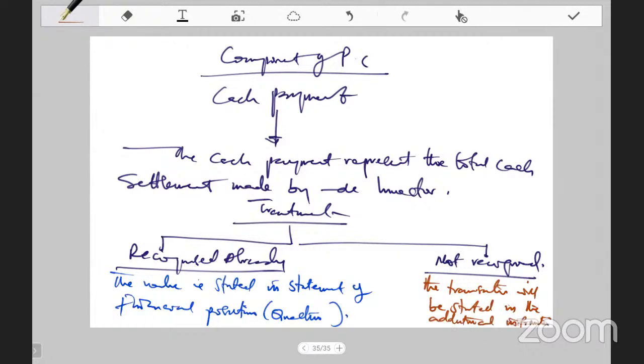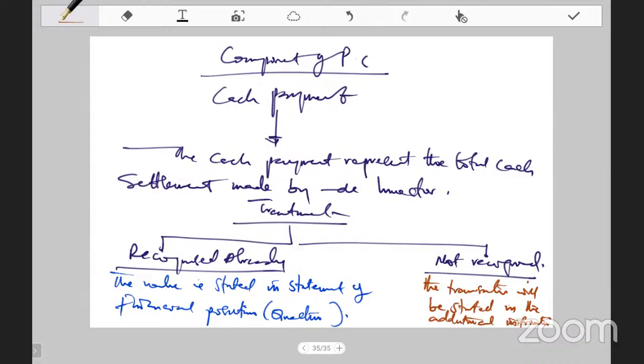So class, how do you know if a cash payment has been recognized? The amount will be stated in the statement of financial position. How will I know that such amount is not recognized yet? The transaction will be stated in the additional information. So do we get that now?